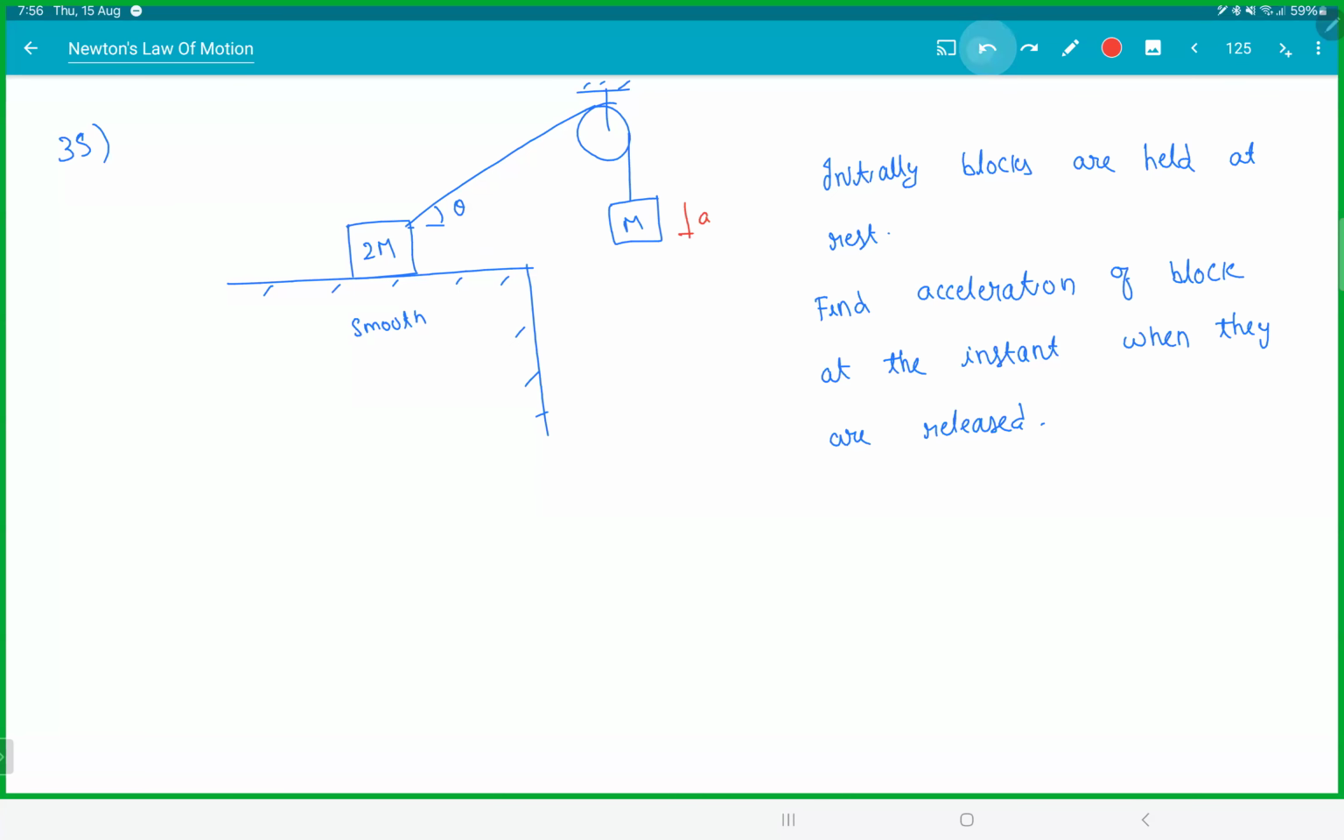Now listen, people, I have an idea. What are the forces? Tension, components, T cos theta. So T cos theta is equal to 2ma. Tension, mg. So T is equal to mg. I'll substitute here. So mg cos theta is equal to 2ma. A is equal to g by 2 cos theta. What do you guys think? This is a blunder. Why?